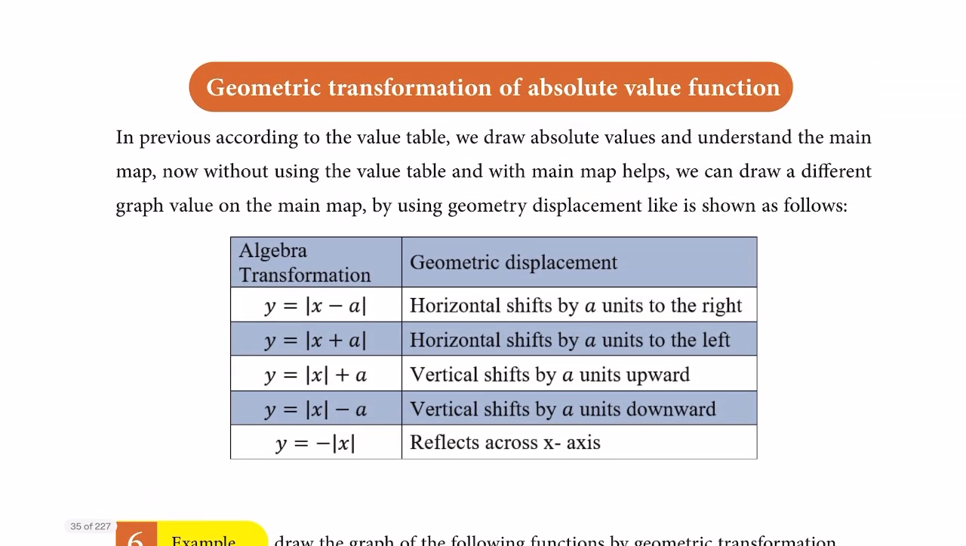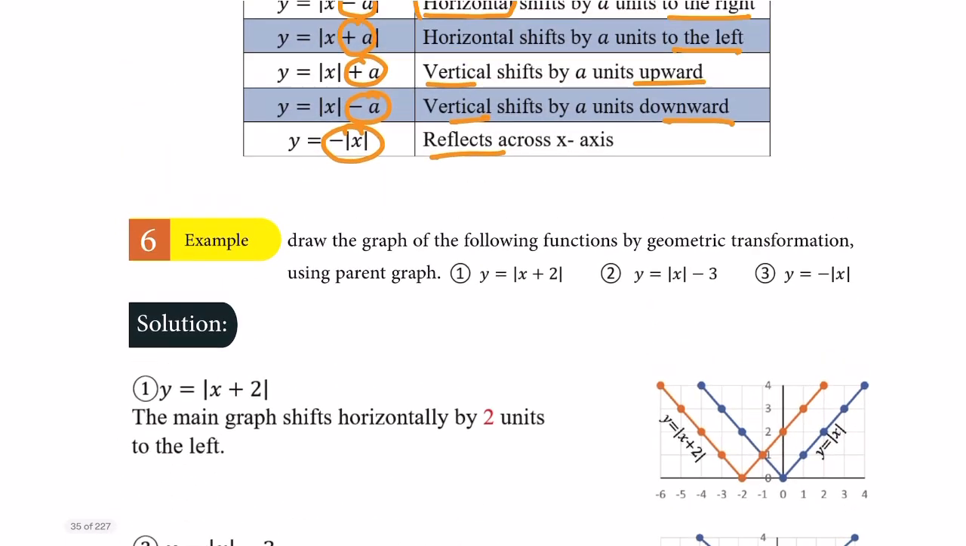For example, if we have an absolute value that contains a negative like that, it means that it's horizontal shifting to the right side, okay? If it was positive, it's going to the left. If you see a number with a plus outside, it's vertical, going up. If it's minus, it's going down and vertical. If you see negative with it, it's a reflection. So here, it means that the graph is going to the left.